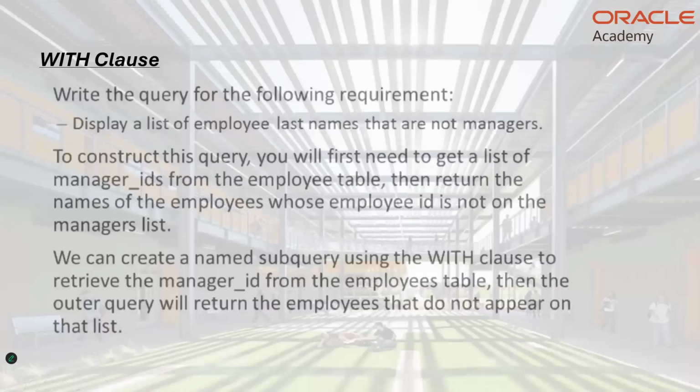For an example, write the query for the following requirement: display a list of employees' last names that are not managers. We had this problem before. To construct this, you first need to get a list of manager IDs from the employee table, right? Then return the names of the employees whose employee ID is not on the managers list. Remember, there are several ways to satisfy any of these requirements, and the WITH clause probably makes it much easier.